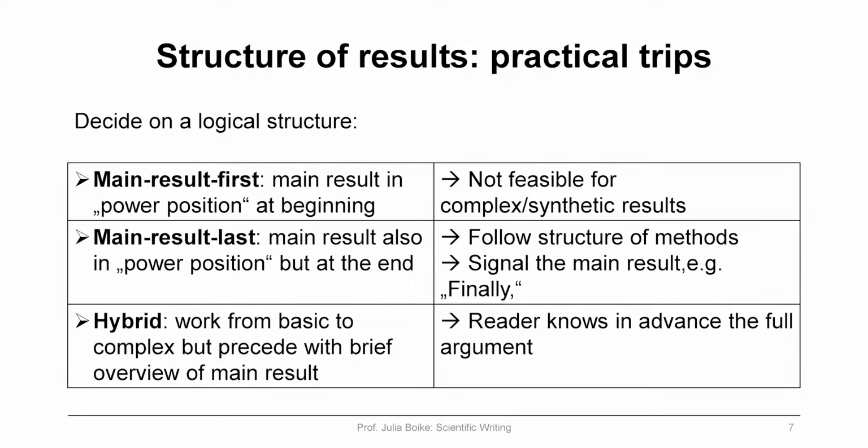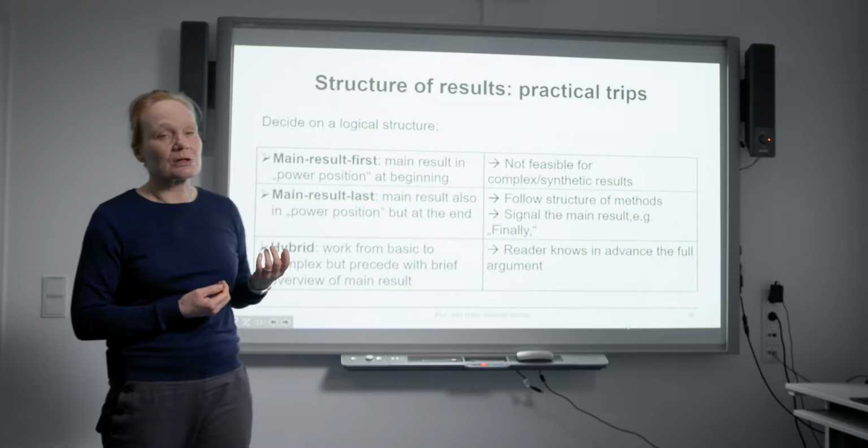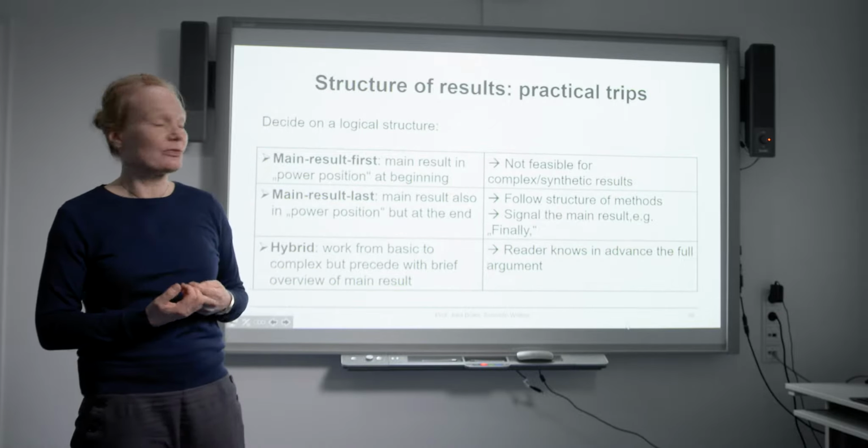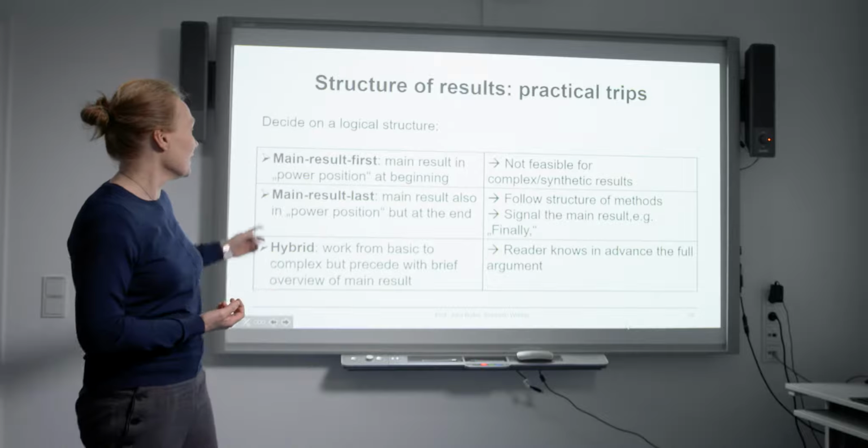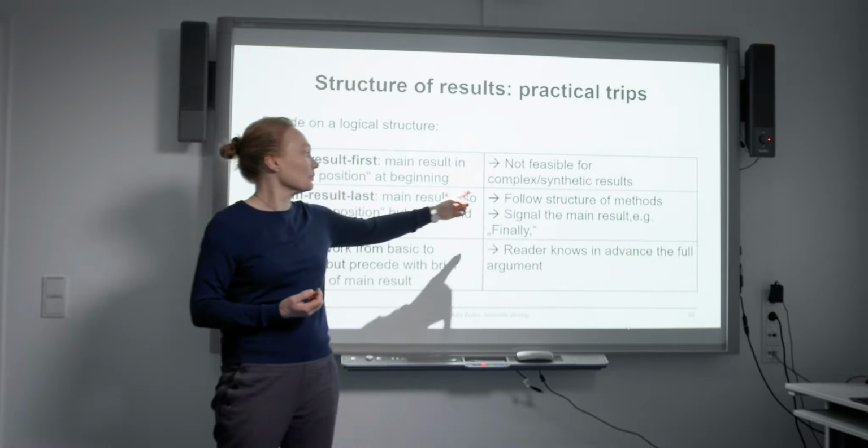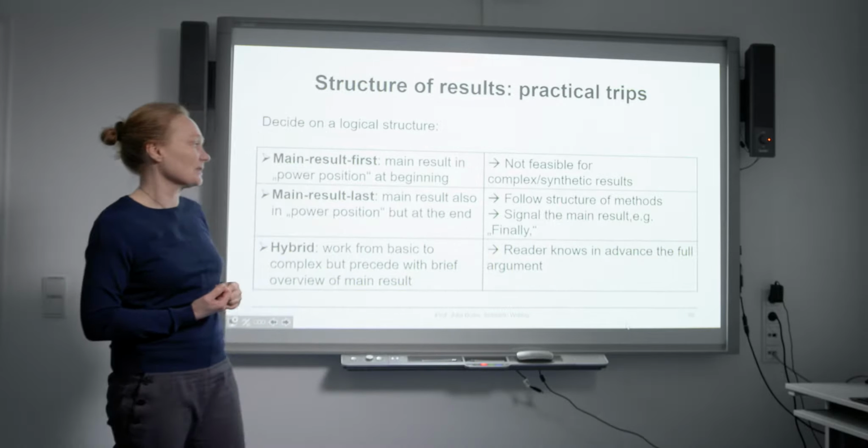So this is kind of the aha or the effect at the end then. Or you have a hybrid solution, work from basic to complex, but proceed with a brief overview of main results. You can think about which structure you would like and which is feasible for your study. For example, this one here, main result first, might not be feasible for complex and synthetic results.